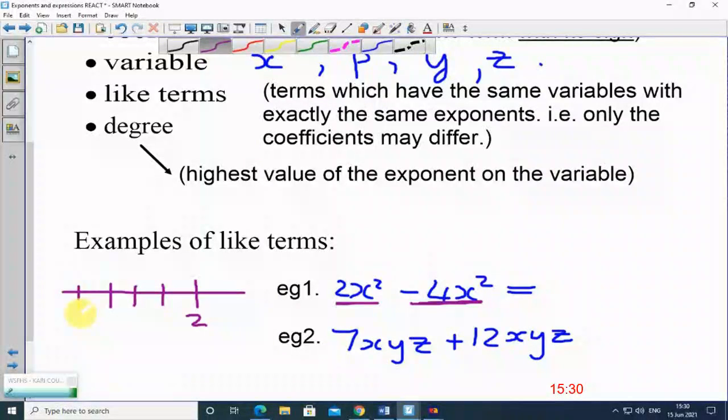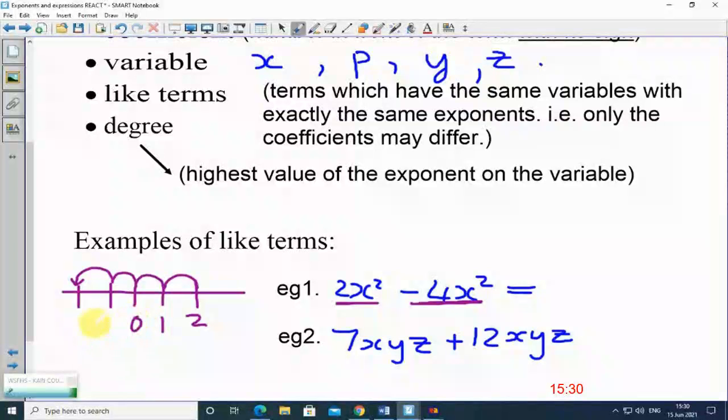I'm going to subtract 4. So I'm going to go minus 1, minus 2, minus 3, minus 4. I've got to subtract 4 of those things. And if we're on our number line and we're moving to the left, the next value here would be a 1. That would be our 0. That would be our minus 1. And that would be our minus 2. So actually 2 minus 4 gets us to minus 2.